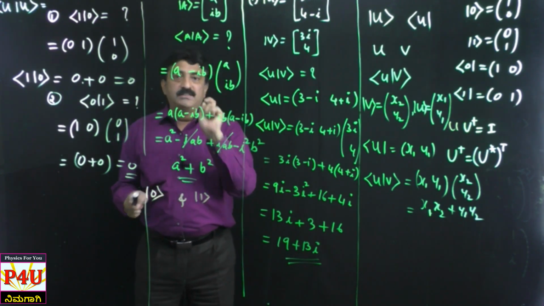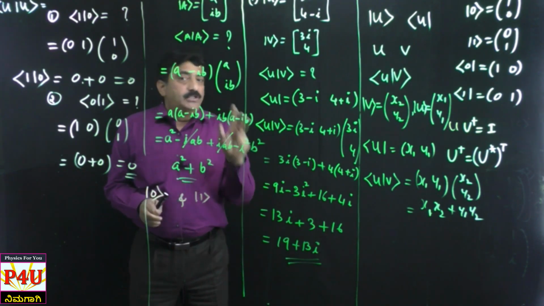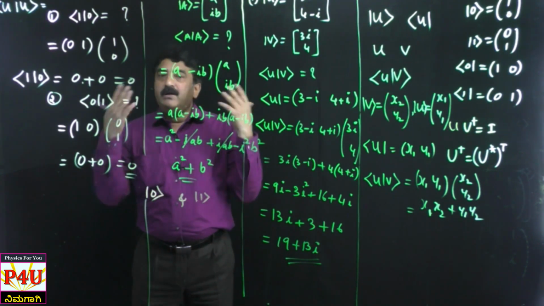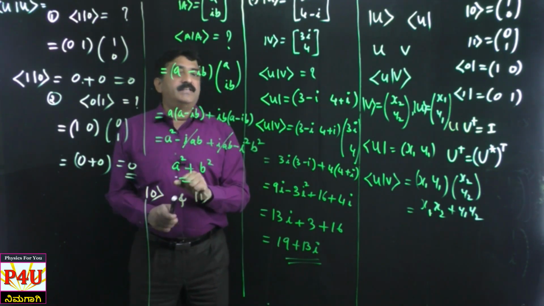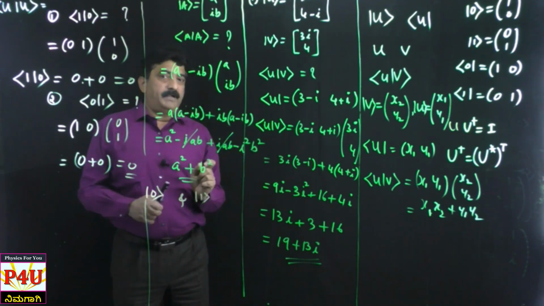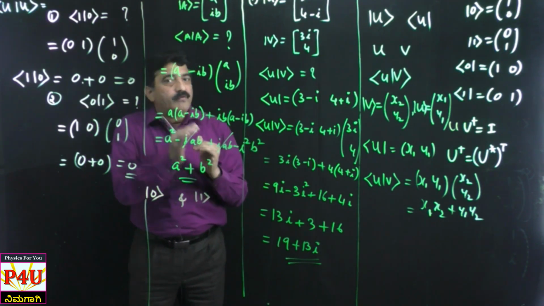Dear students, I ask you one simple question. I told you inner product is nothing but dot product. If the dot product of two vectors is going to be 0, what might be the angle between them? Can you guess? Can you recall from your memory?